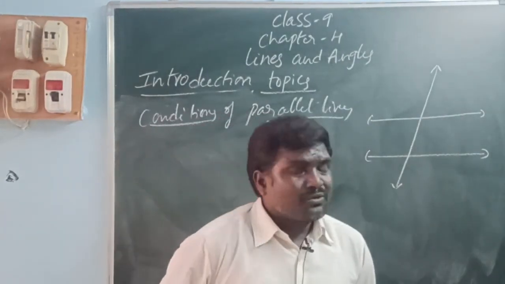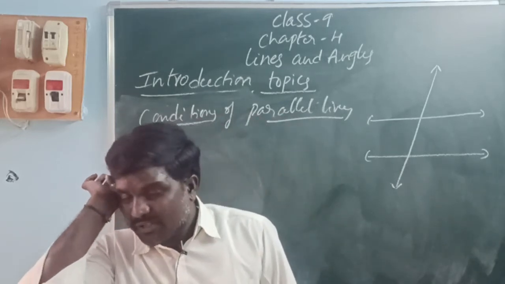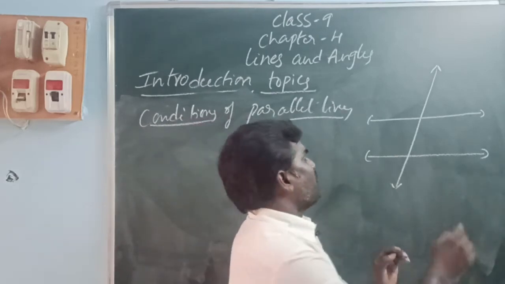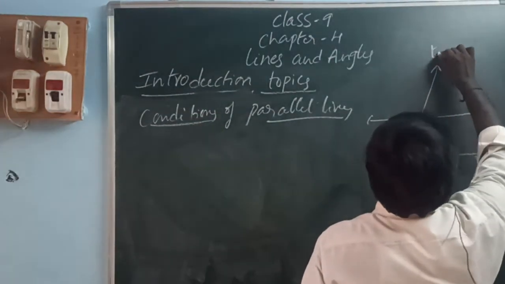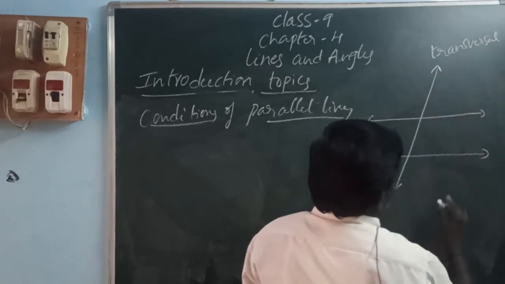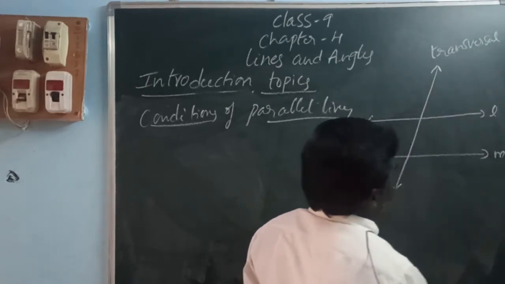For two parallel lines, how many transversal lines can we draw? Infinite transversal lines can be drawn. When you draw one transversal line, how many angles are formed? 8 angles. Here L and M are both parallel lines.